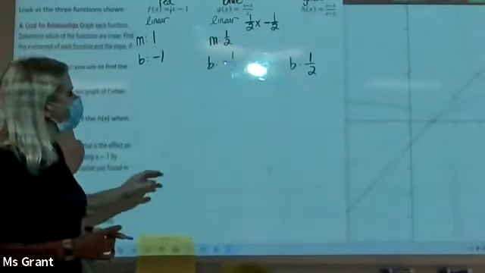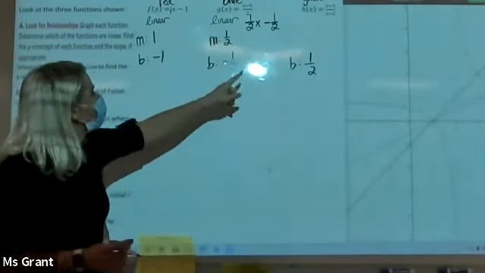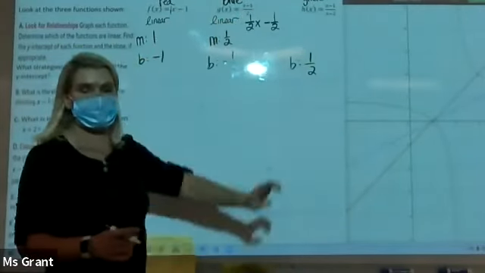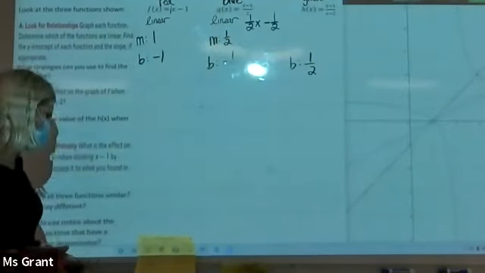Any ideas? What visually happened from red to blue? Because I cut it in half. X minus 1 cut in half. Any thoughts? Any ideas?